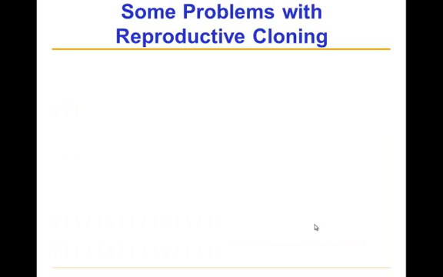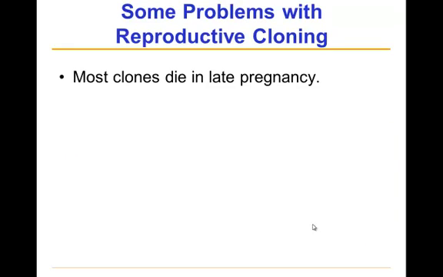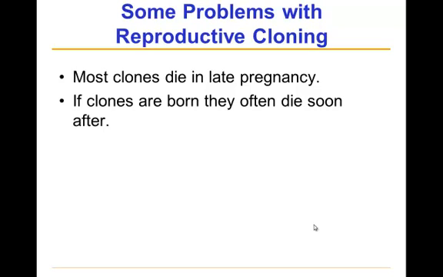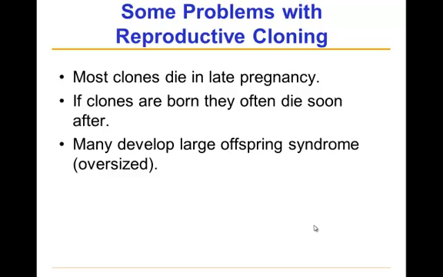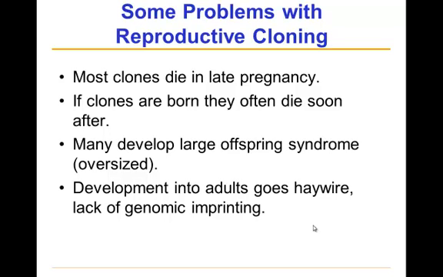And so reproductive cloning, one problem is that most clones die in late pregnancy, not always for reasons that are understood. If the clones are born, it's often typical that they will die soon after. And many reproductive clones develop something called large offspring syndrome, in which they tend to be oversized relative to others of their species. Now, this last one, it says development into adults goes haywire.